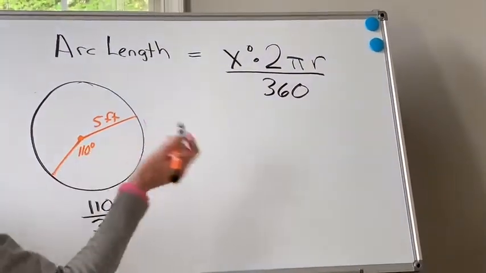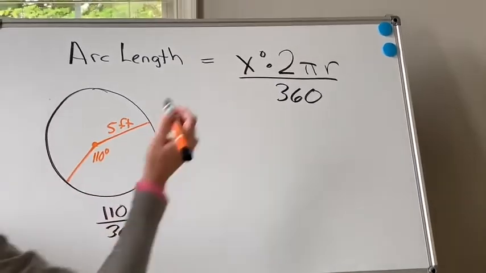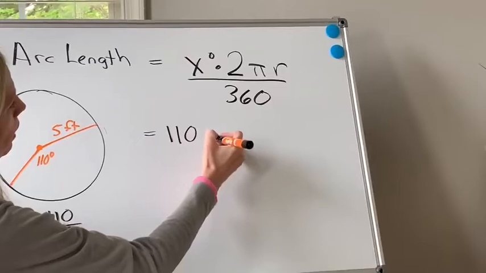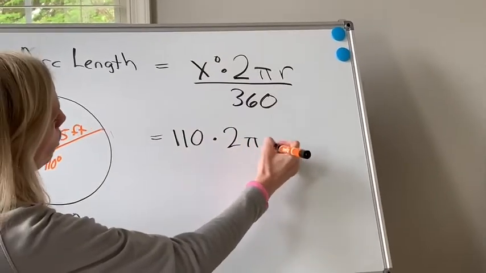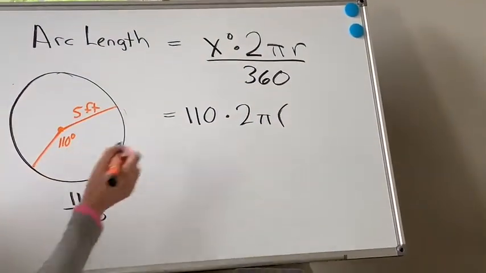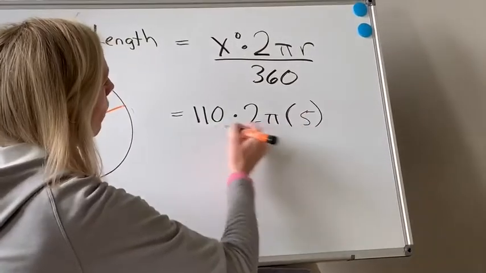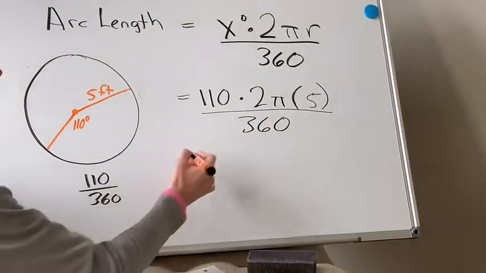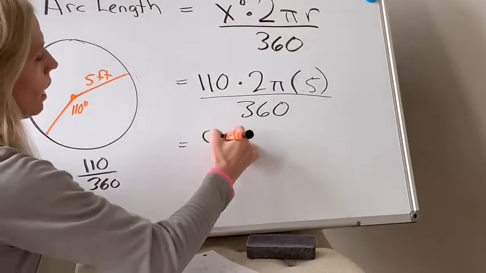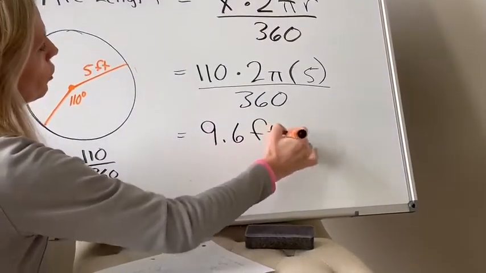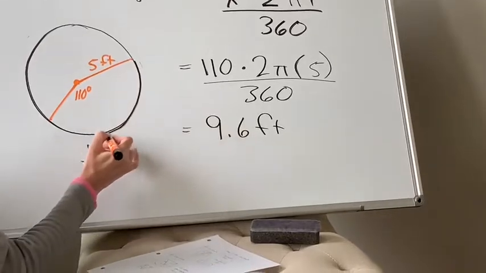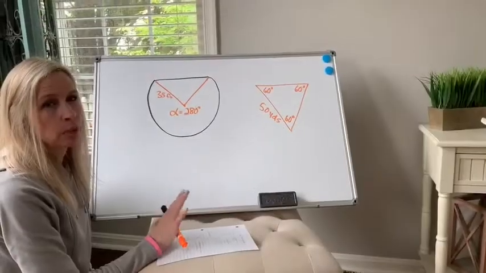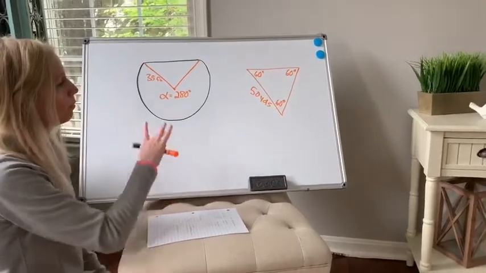As an example, we'll use this one. Our central angle is 110. We're going to multiply that by 2 pi times our r, which is 5 feet, and then divide the whole thing by 360. Our answer is 9.6, and that's just feet. That would be just this length right there. That's our arc length.